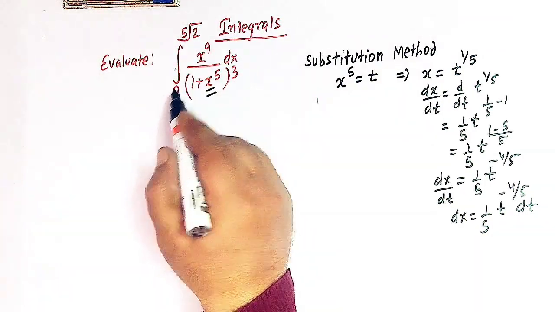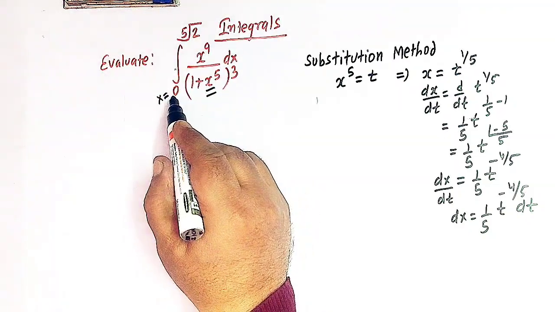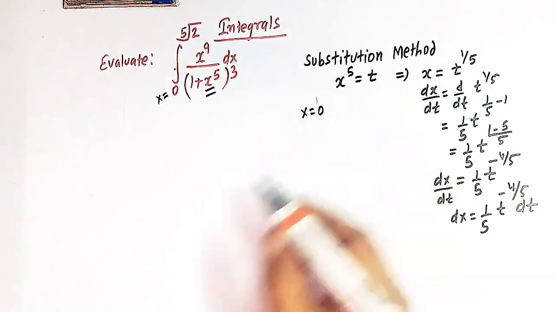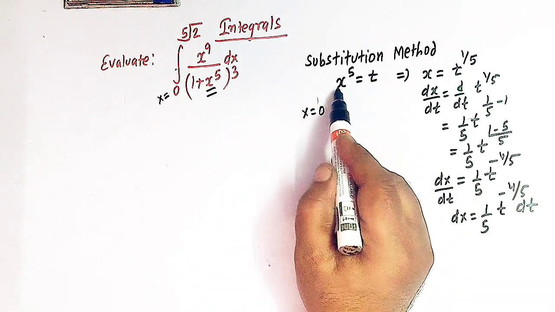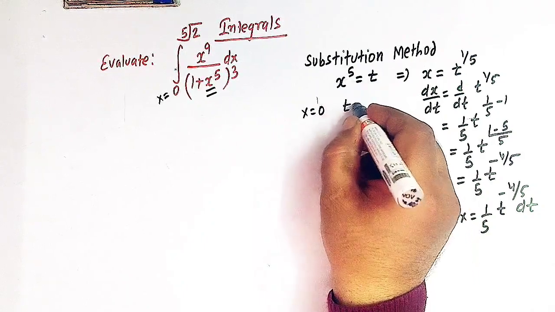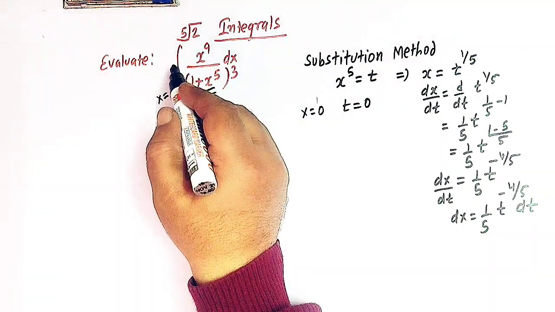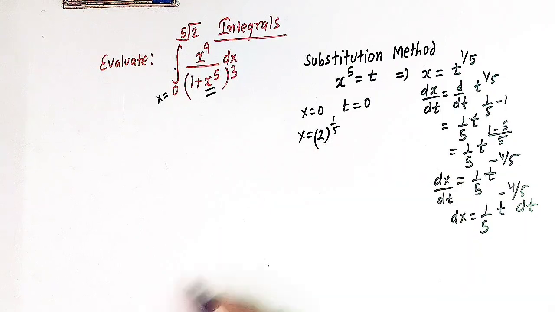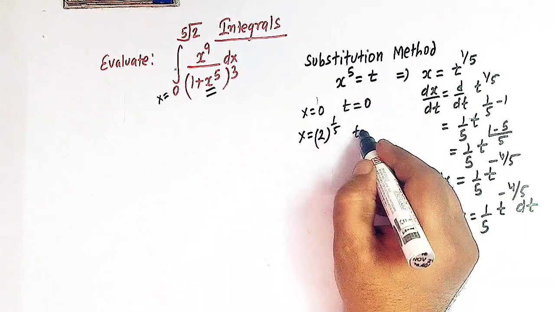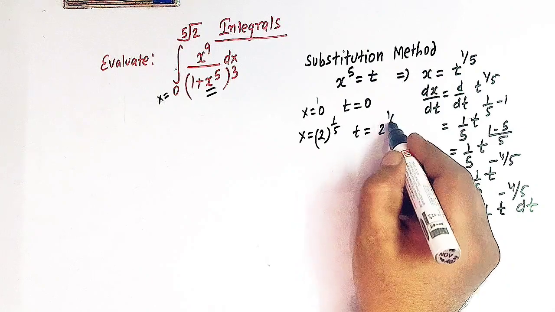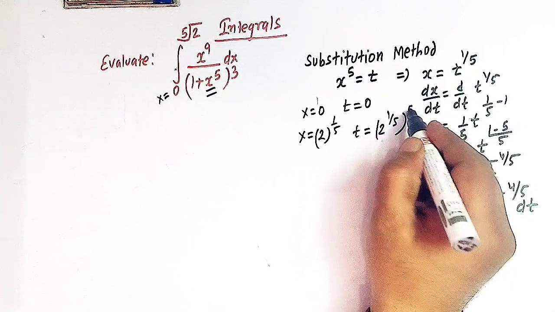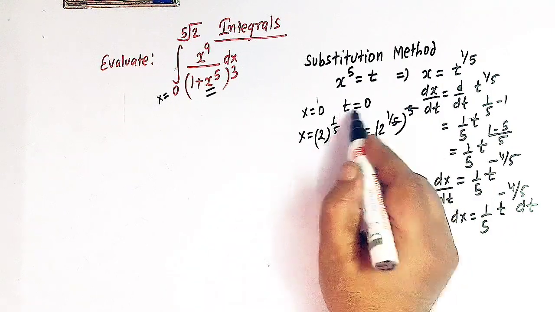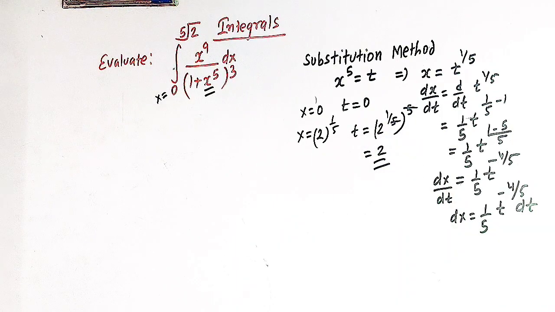Okay, so now here the limits of integration vary from 0 to the fifth root of 2. So when x is equal to 0, then the value of t can be estimated from this relation. So t is also equal to 0, right? And when x is the fifth root of 2, then the value of t is given by 2 raised to 1 over 5, all raised to 5. So 5 and 5 get cancelled, so we are left with 2, right? So t varies from 0 to 2.